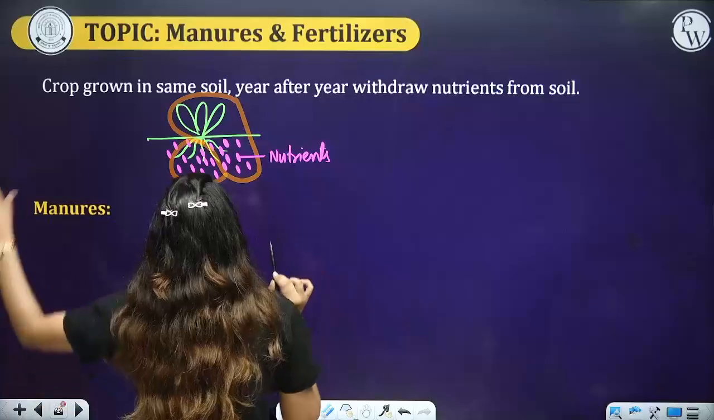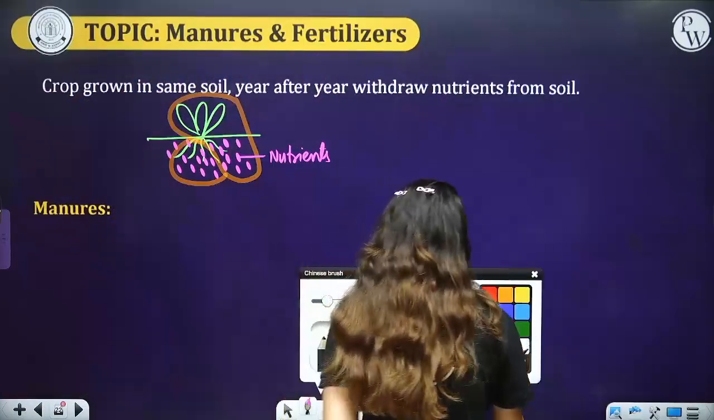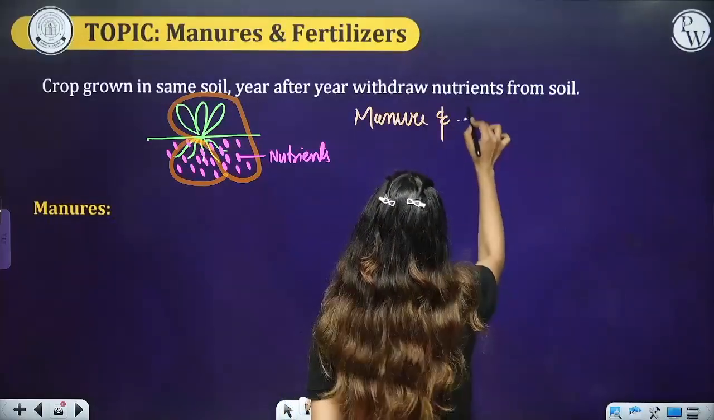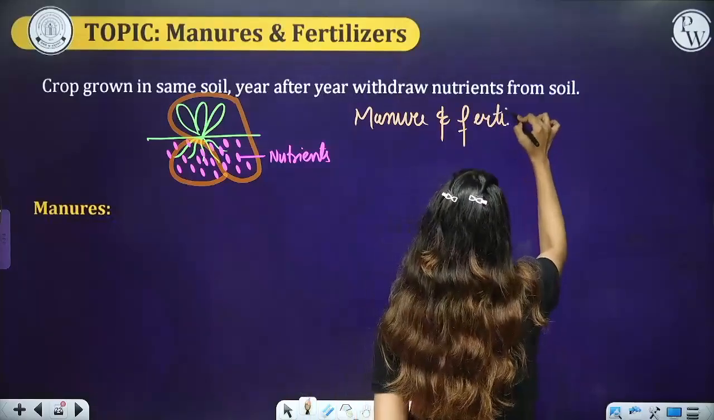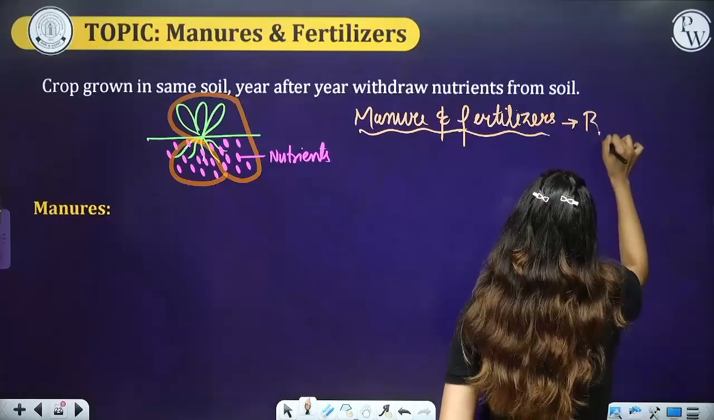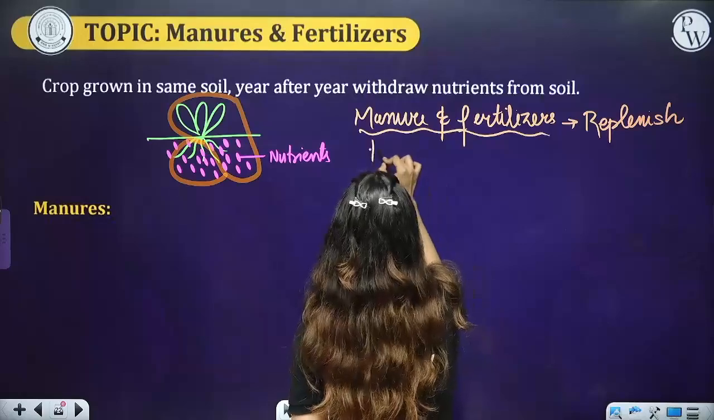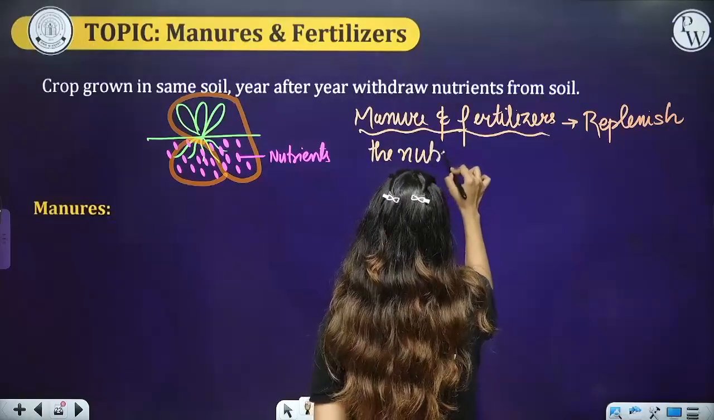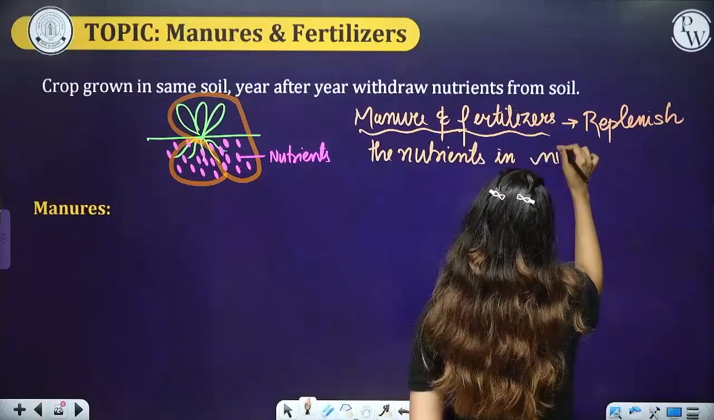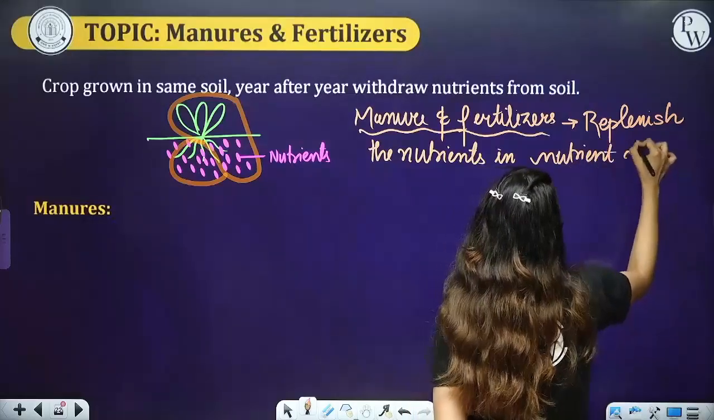So yes, if we are going to grow the crops in the same soil year after year, it's going to withdraw the nutrients from the soil. So basically I can say manure and fertilizers are going to replenish, give those nutrients back to the soil, right? They're going to replenish the nitrogen deficient soil. It's going to replenish the nutrients in the nutrient deficient soil, right? Is it clear, guys?